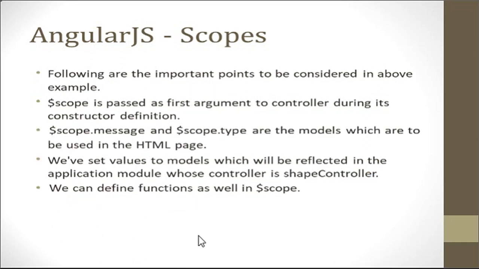So some important points should be considered about the scope. Scope is passed as the first argument to the controller during its constructor definition. $scope.message and $scope.type are models which are to be used in HTML pages, and we have to set values to the models, which will be reflected in the application module whose controller is shapeController. We can define functions as well in a scope.